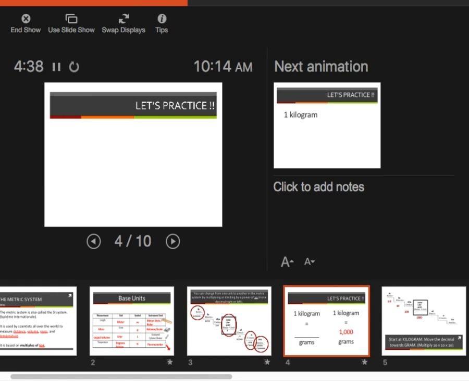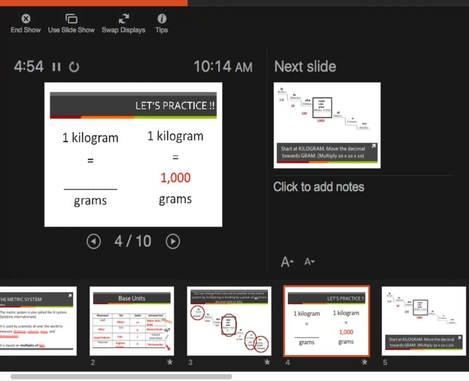Let's do a little practice converting between the different sizes. So for example, if I have 1 kilogram and I want to know how many grams that is, take a moment to think. 1 kilogram is how many grams? 1,000. And I want to show you how we figure that out.